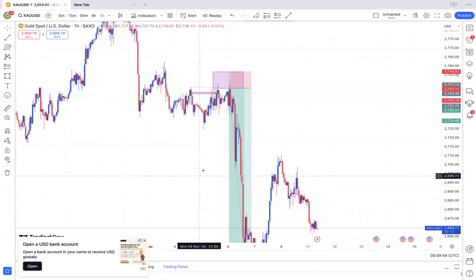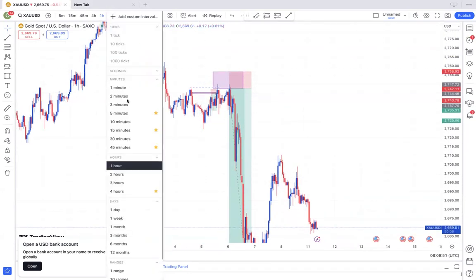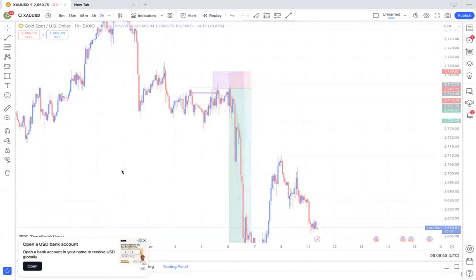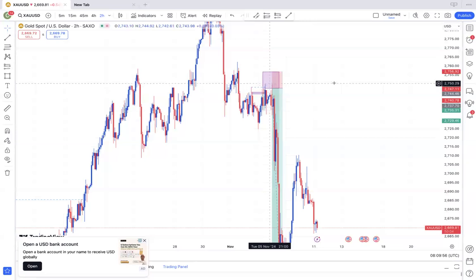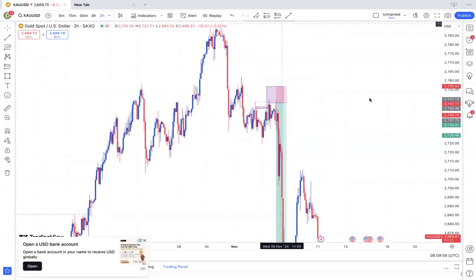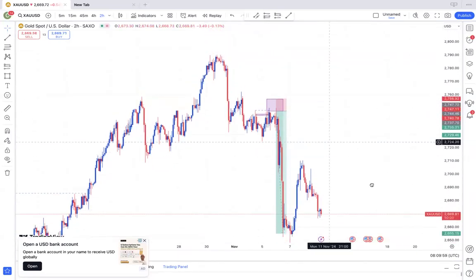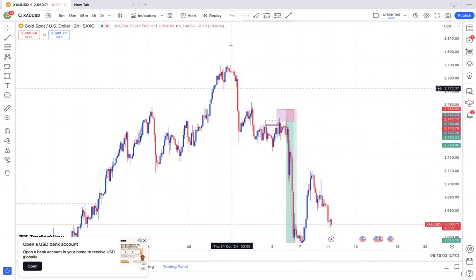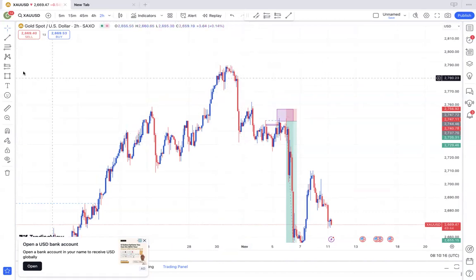First of all, you guys can see if you put this on a 2-hour time frame, that gold was bearish even before this particular sell setup happened. And as you can see, the bearish move started from here. So the bearish move started from here initially. This was where the bearish move started.